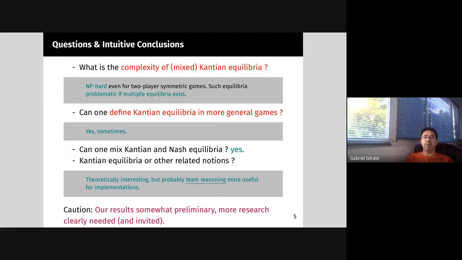to motivate further study. Finally, the question is, do we want to implement Kantian equilibria, or are there related notions that are better? My conclusion is that Kantian equilibria are theoretically interesting, but if you want to go to implementation, probably some versions of team reasoning are going to be more useful.